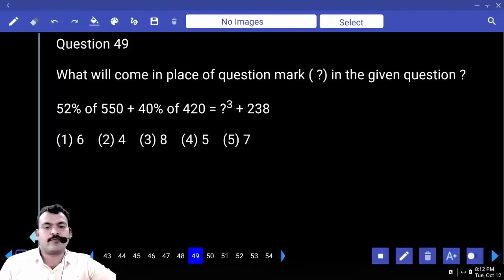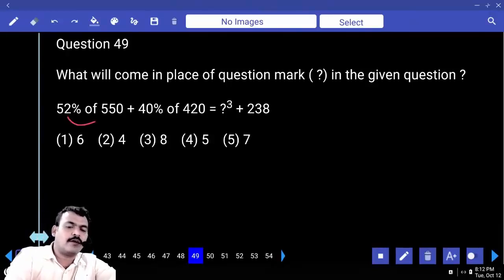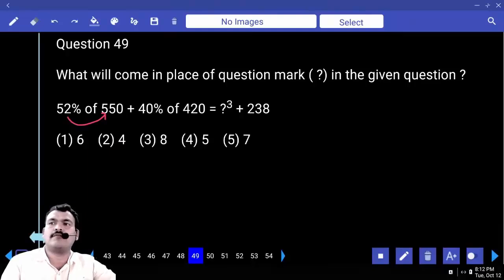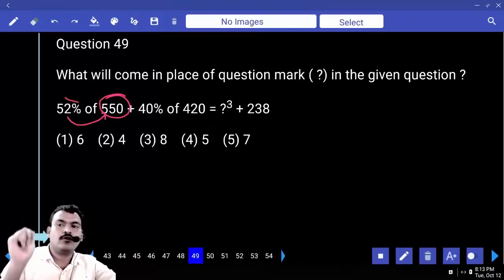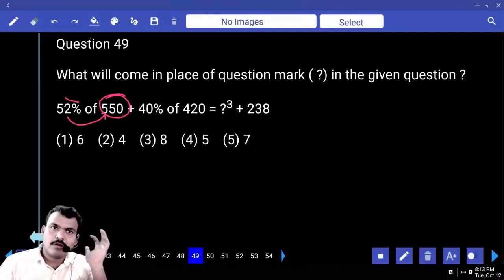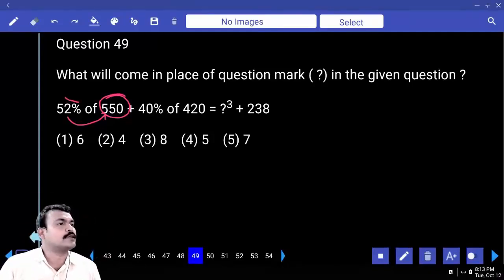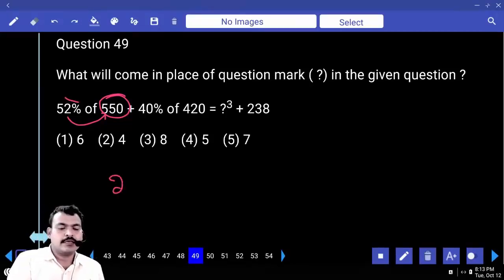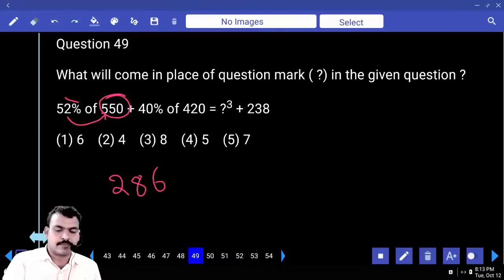52% of 550 plus 40% of 420 is equal to something cube plus 238, or not? 52% of 550 is nothing but 50% value plus 2%, or not? What is the 50% of 550? 275, or not? Again, how much percent are we adding? 2%. What is the 1% value? 5.5. 2%? 11. 275 plus 11 is 286, or not?